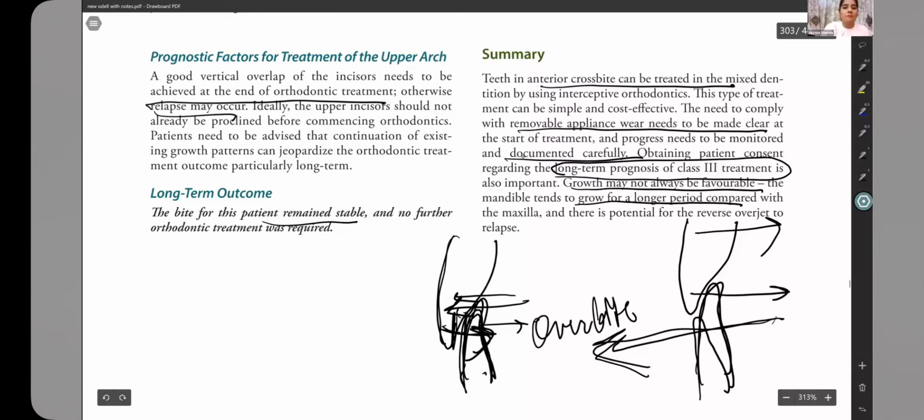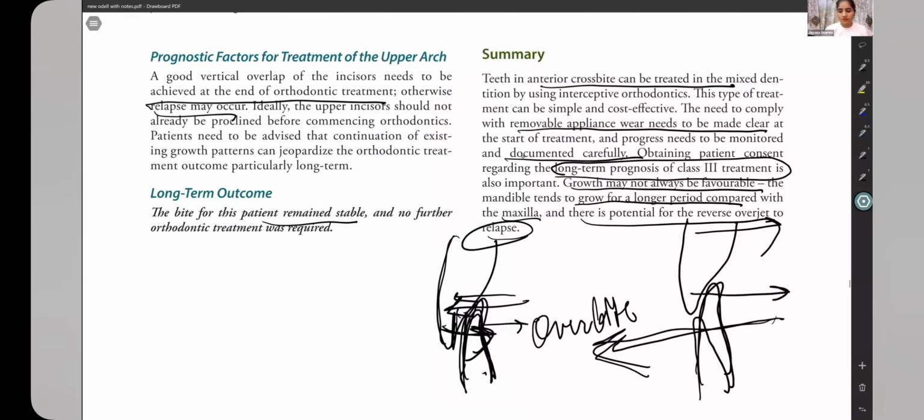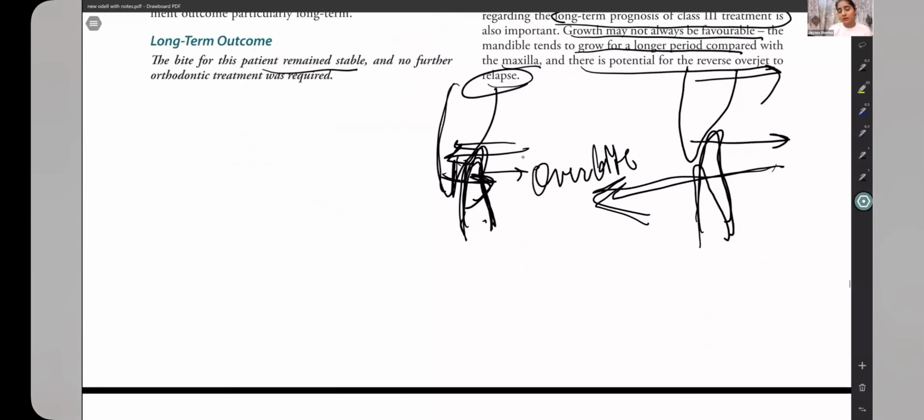The mandible tends to grow for a longer period compared to the maxilla, and that is why there is a potential for it to relapse. Usually that will happen only when there is skeletal discrepancy. Otherwise, usually it would not relapse. And other method of preventing relapse is by creating the vertical overlap. That is extremely important because otherwise these orthodontic movements tend to show relapse as well. And this vertical stop or a positive overbite will totally prevent that, right? So that would be the end of this case, and we'll be starting with the next case now.